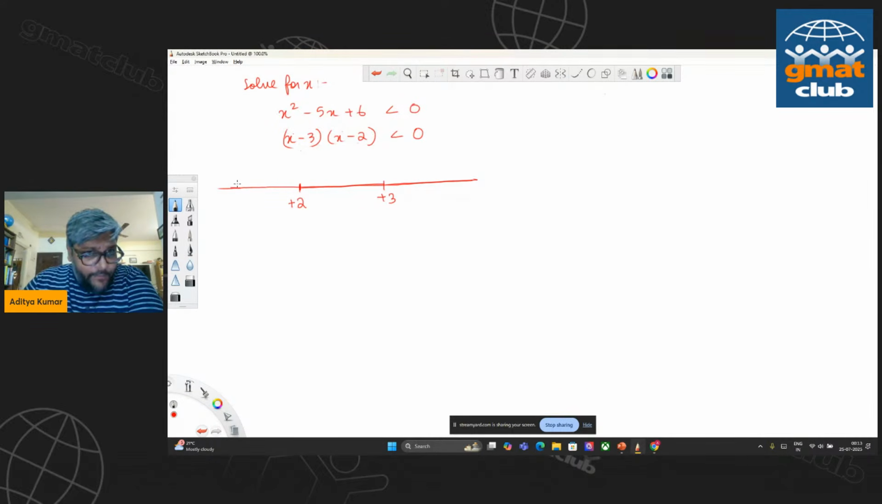By default, always, irrespective of how many critical points you have, start with the extreme rightmost region. And by default, place the sign of that region as positive. It will always be positive. Now, why will it always be positive? Take a value in this region. X is greater than 3. So take x is equal to 4. Put it back into this equation. 4 minus 3 is positive. 4 minus 2 is positive.